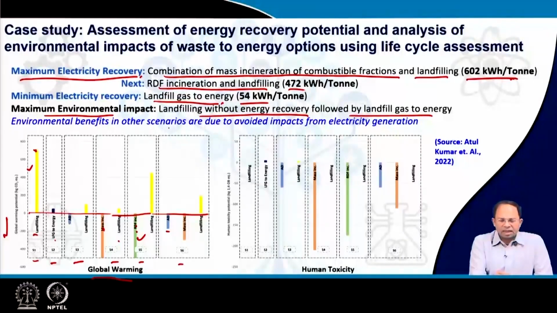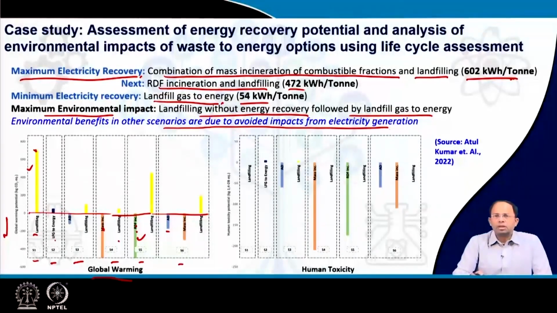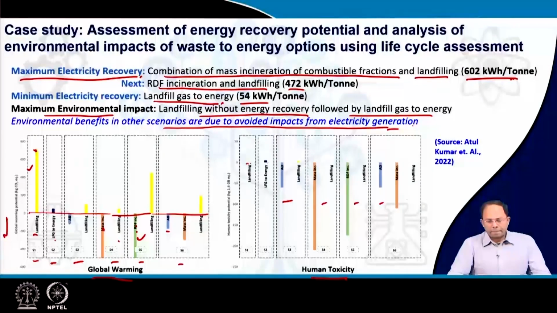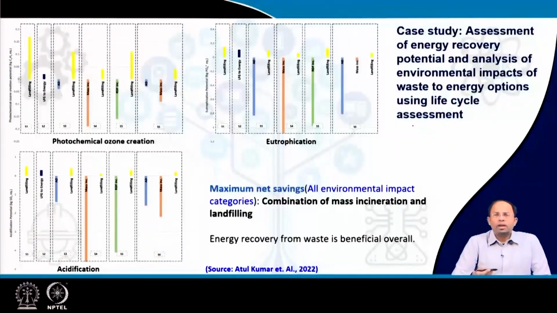Environmental benefits in other scenarios are due to avoided impacts from electricity generation. So, all the benefits are because of avoided electricity generation. So, here it's human toxicity. Again, we can see that landfilling and LFG to energy has some amount of human toxicity effect, very little, but some, whereas all the other processes are overall positive because they result in electricity generation which prevents toxicity generation, right? So, we are talking about avoided toxicity generation.